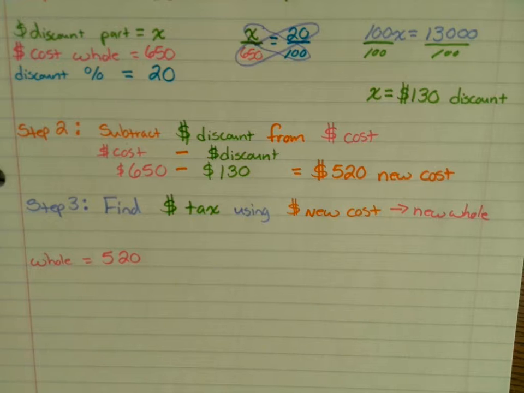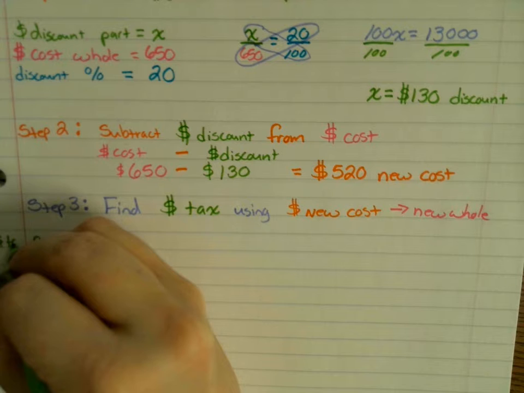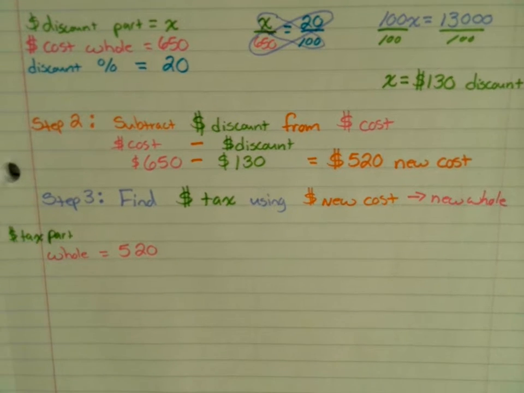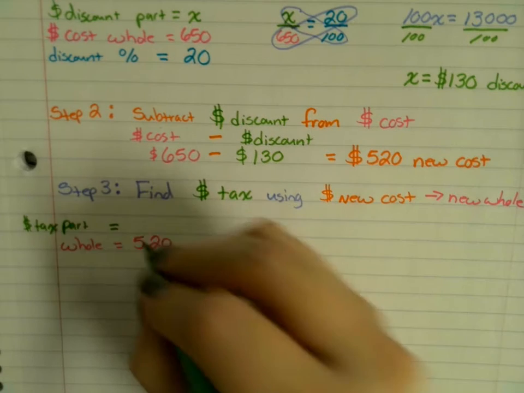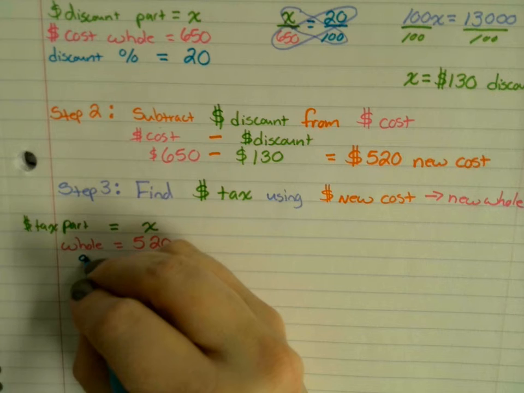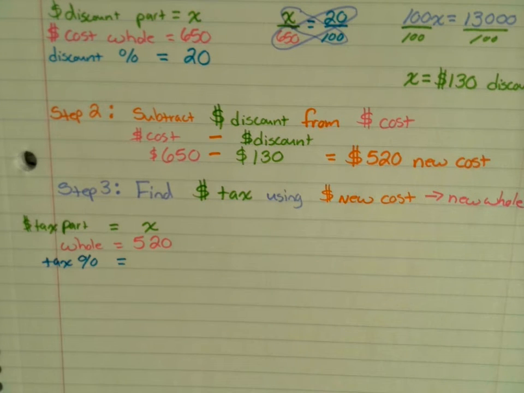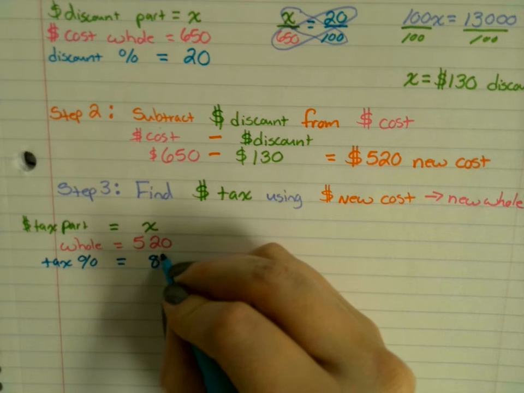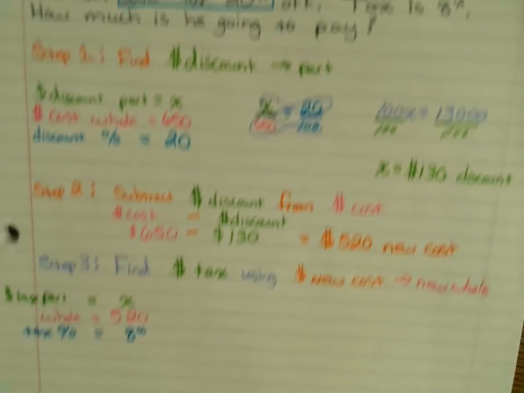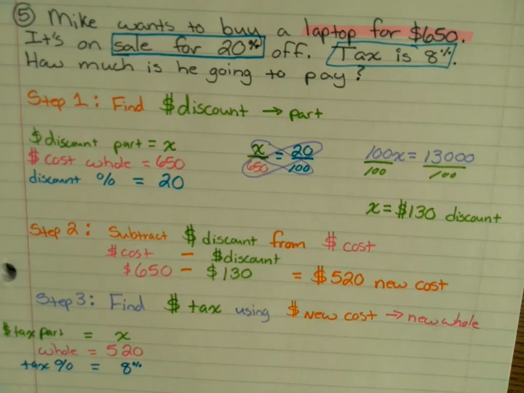The part, which is the money tax now, that money version of my tax is missing. I don't know what that is. That's what I'm trying to find, so I put X. The percent of tax is what? 8%. Looking back at the problem, tax is 8%. So I have to put 8 here.